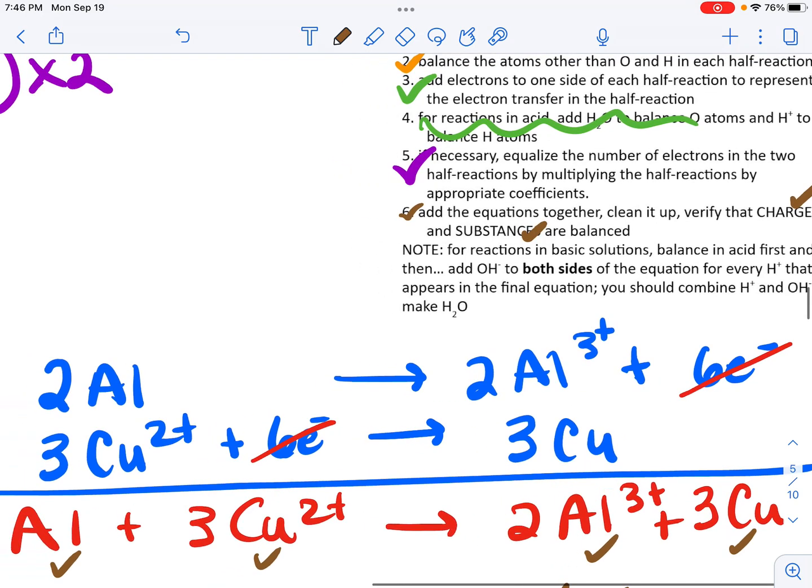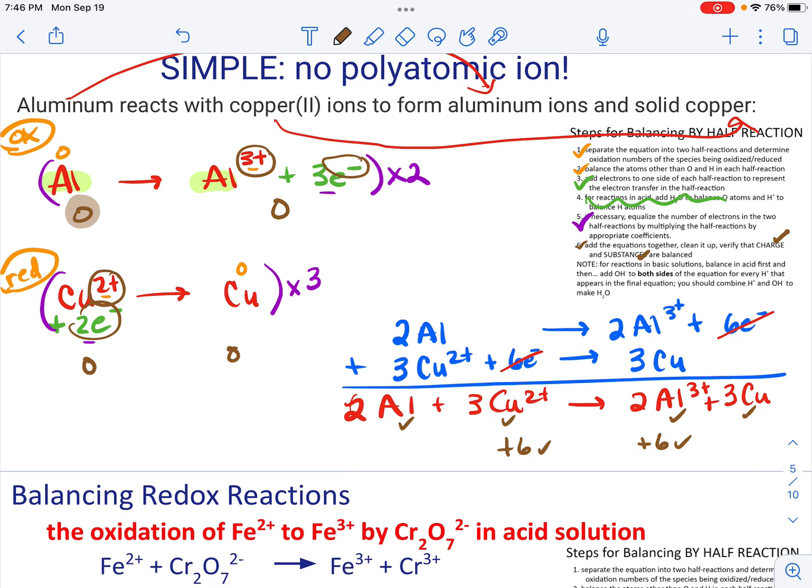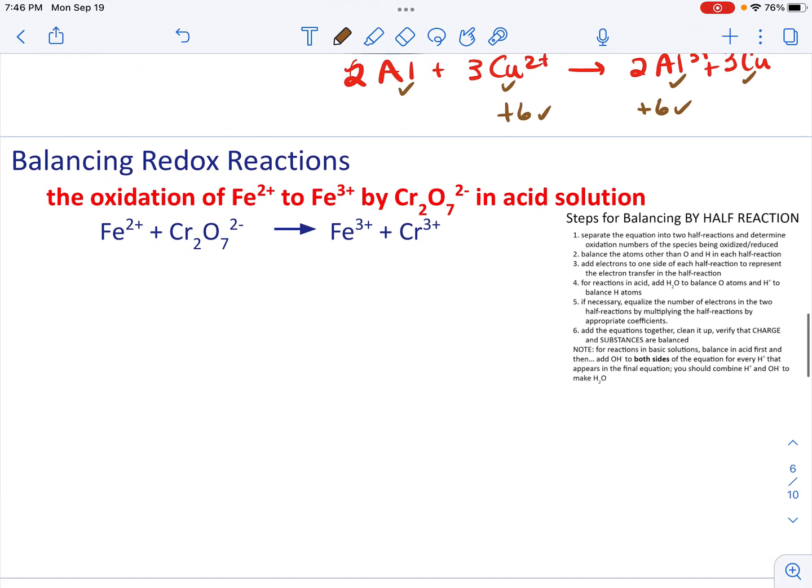Okay? So that was a really simple example because there were no oxygens, and now we're going to make it harder. So let's see what we've got here. We're going to do the same exact steps. So the first thing that I'm going to do is split this into half reactions. So you should be able to see that the iron 2 plus yields iron 3 plus, and that would be 1 half reaction. And then my other half reaction is going to be Cr2O7 2 minus yields Cr3 plus.